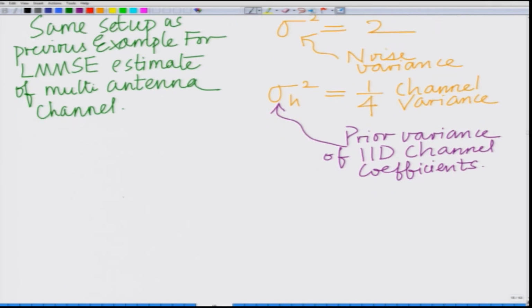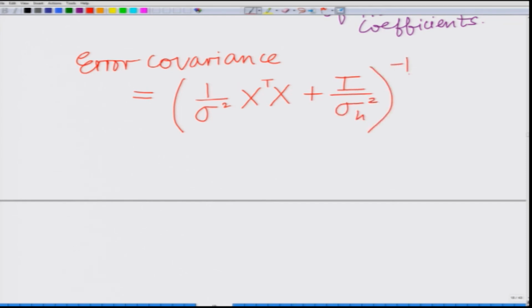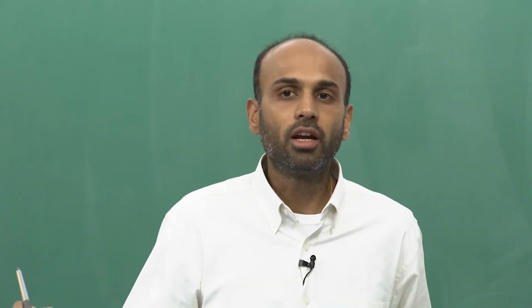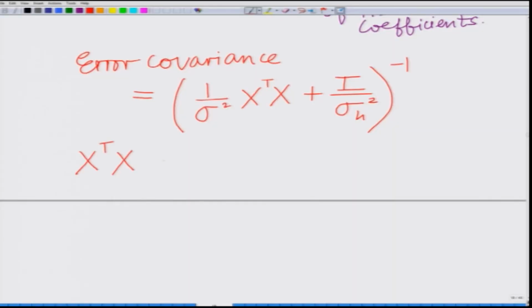Therefore, what we get is that your error covariance is equal to, as we had just derived, 1 over sigma square x transpose x plus I over sigma h square, inverse. We have computed x transpose x in the previous example, where x is the pilot matrix. So, I am going to reuse those values.